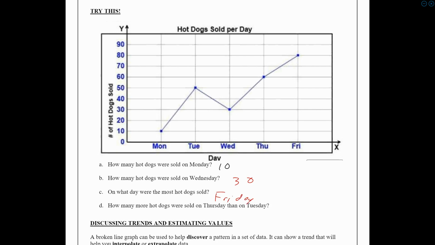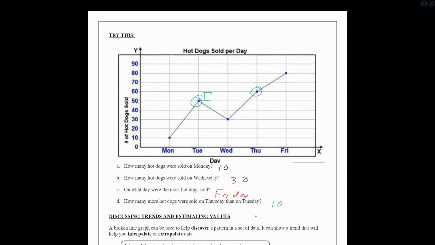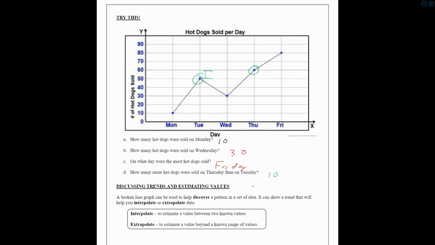And how many more were sold on Thursday than on Tuesday? Oh yeah, the difference. The difference is just 10. Good point. And how many more were sold on Wednesday than on Monday? 10 more. Or what's the rise from Monday to Wednesday? 10. Monday to Wednesday, not 10.